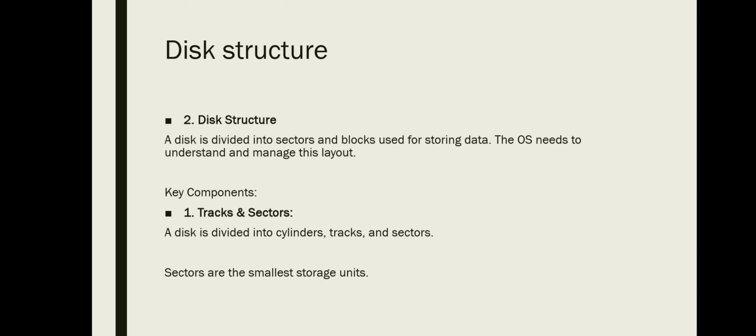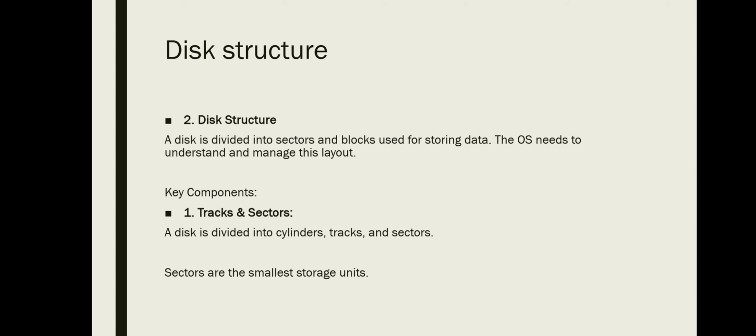So the next one is the disk structure. What is a disk structure? In the operating system, disk structure refers to how data is organized, stored and accessed on the hard disk drive or solid state drive. A disk is divided into sectors and blocks used for storing data. The OS needs to understand and manage these layouts.